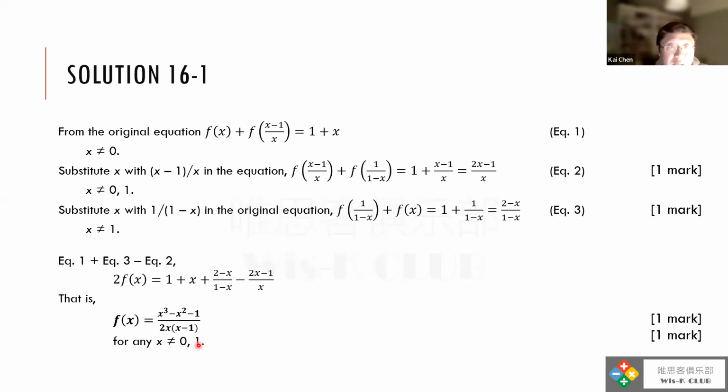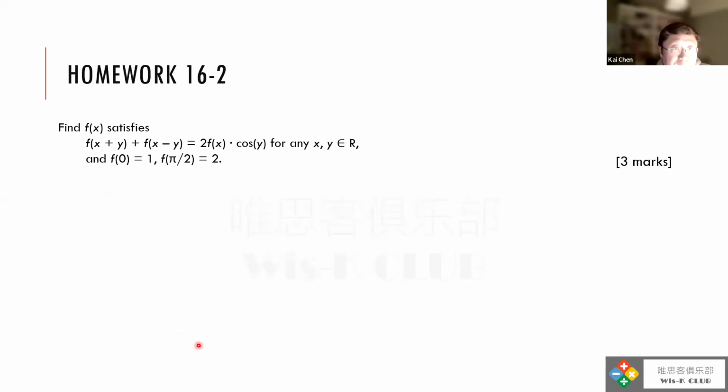Okay. The second one is something about trigonometric functions. It's cosine, and in this case we have two variables. I saw some solutions where you plug in both x and y with some special values like 0 or pi or half pi. But then you only get some special values of this function. It won't help a lot to find the formula of this function.